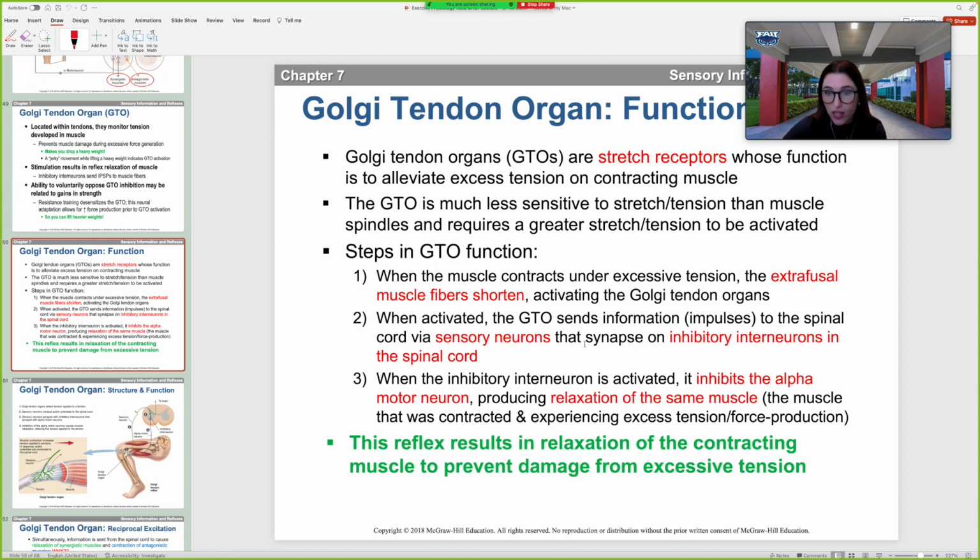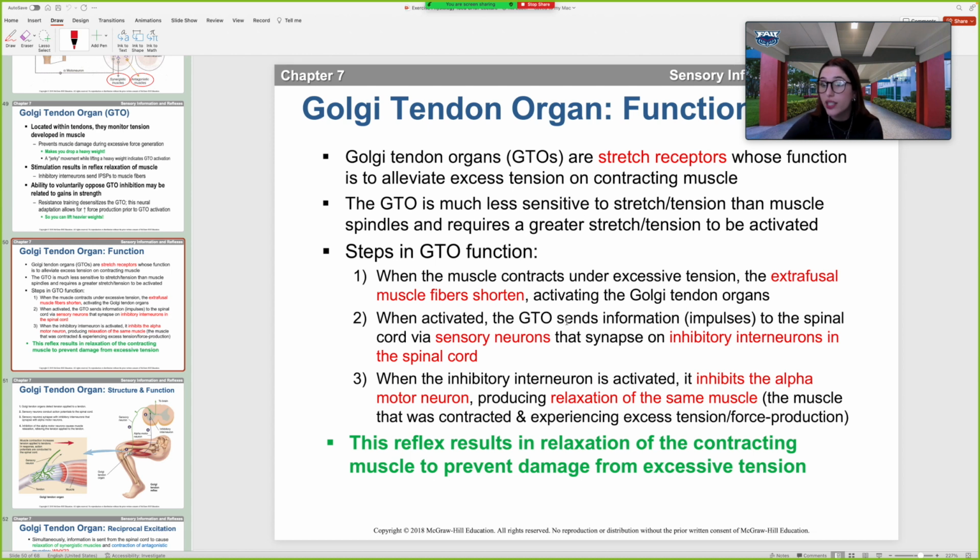The sensory neurons that are bringing that contracting information synapse on inhibitory interneurons in the spinal cord. When we activate those inhibitory interneurons, we're going to inhibit that alpha motor neuron, right, which is the one that's responsible for causing contraction of the muscle, therefore producing relaxation of that muscle, right? When we inhibit the alpha motor neuron, the muscle is going to be relaxed. The alpha motor neuron is what causes muscle contraction. Therefore, this results in the relaxation of the contracting muscle to prevent damage from excessive tension, right?